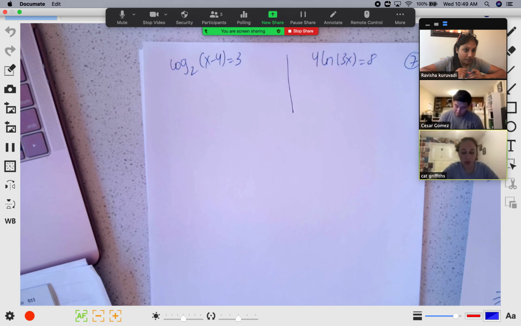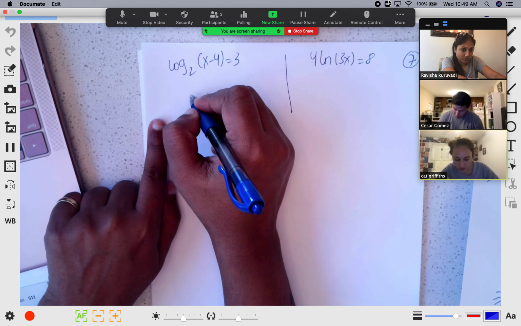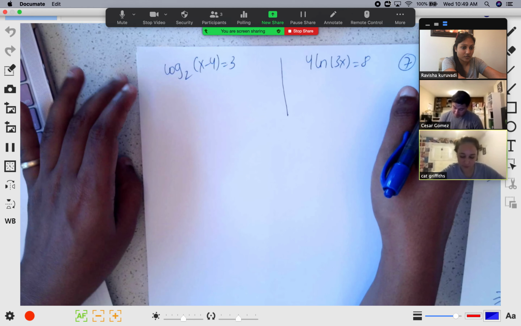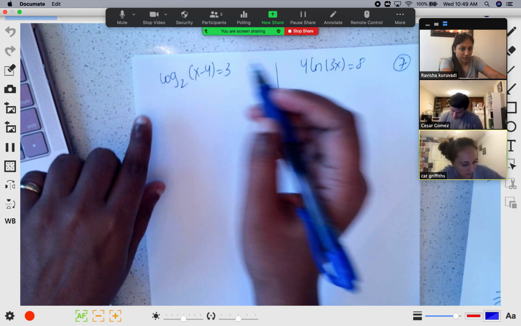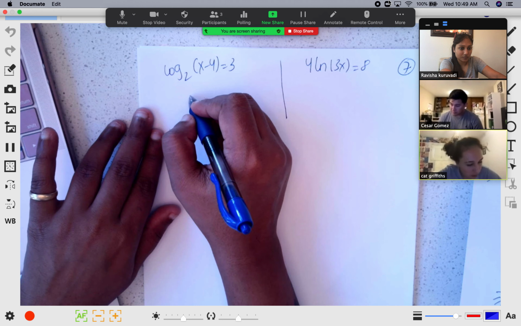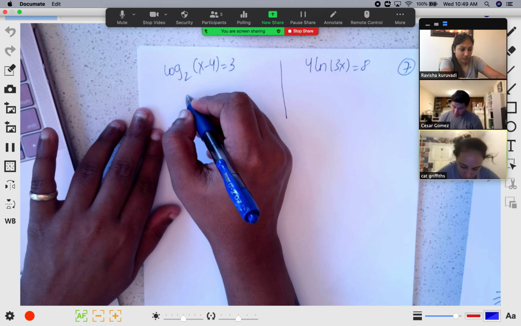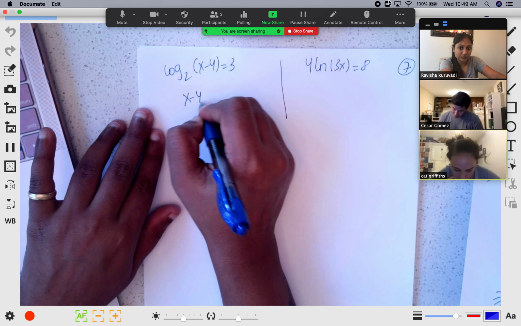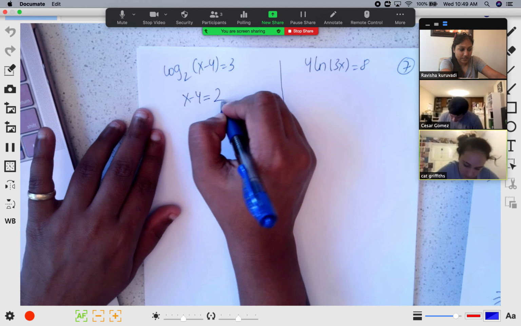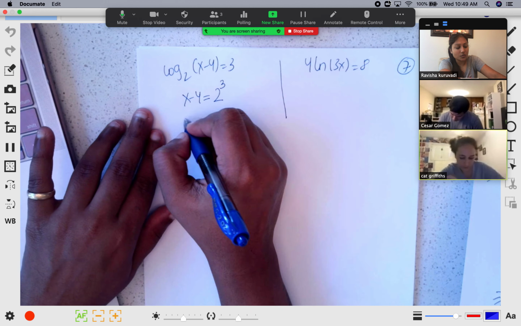Okay. I believe for the first equation, first you would turn it into the easier form. What is it called when you turn it into the shorter form? Exponential form. Exponential form. Okay, so it would be x minus 4 equals 2 to the 3. Yes, correct. So you get x minus 4 is equal to what?